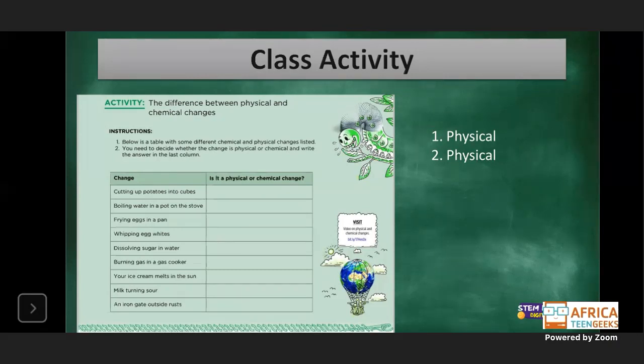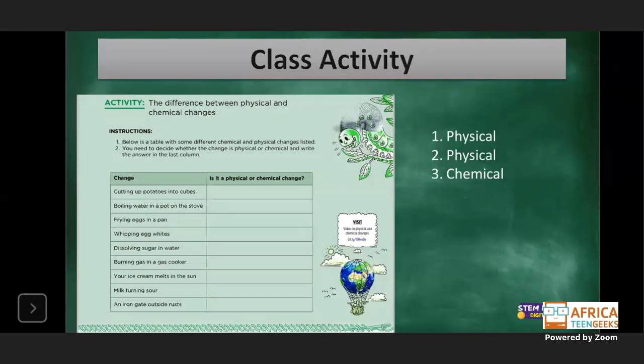Frying eggs in a pan, is that a physical or a chemical change? See, Bushe says it's chemical, and Tlantla says it's physical. Then Natalie also says physical. You say it physical. All right, let's see what the answer to this one is. See, Mike, you saying it's chemical, right? So the answer is a chemical change.